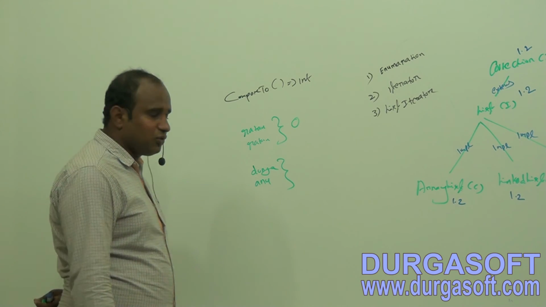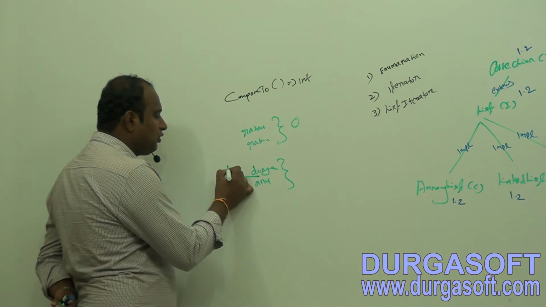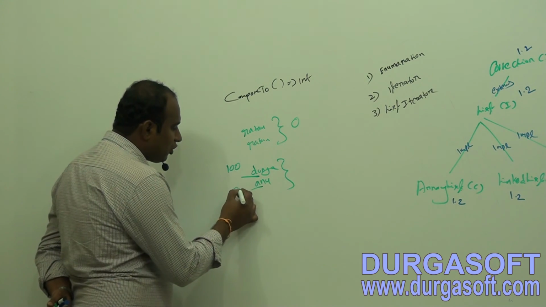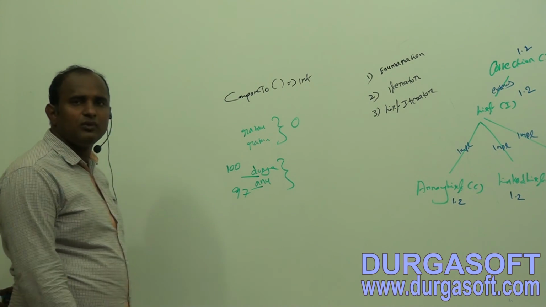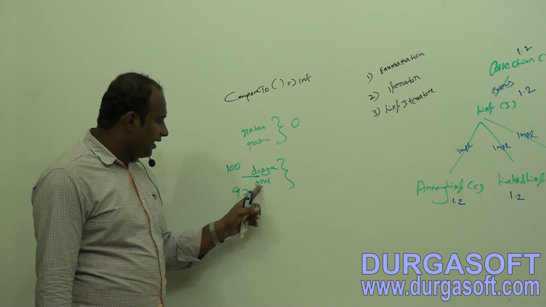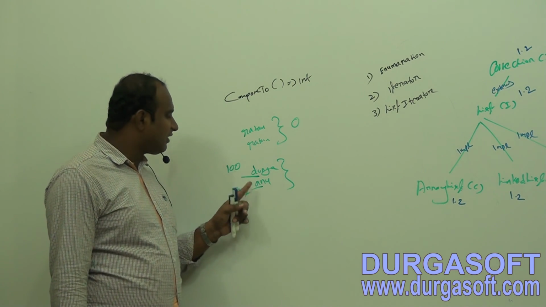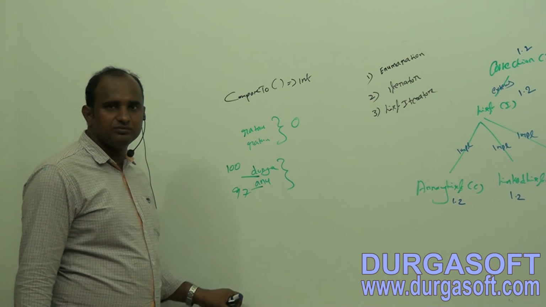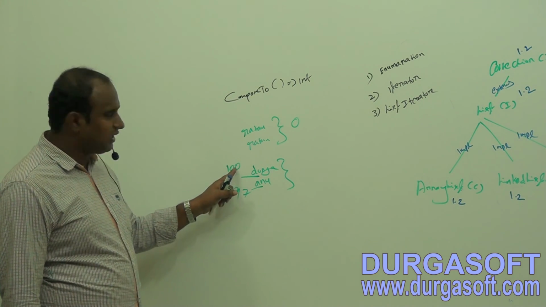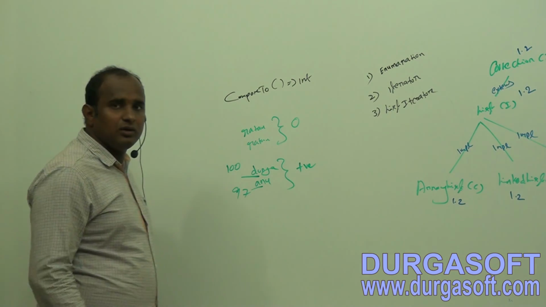When does it return positive and when negative? Tell me, the first string's first character Unicode value: D Unicode value is how much? 100. The second string's first character Unicode value is 97. Is the first string's Unicode value bigger or smaller than the second string's? Bigger than the second string. Second string is 97, first string is 100. If it is bigger than the second string, positive.